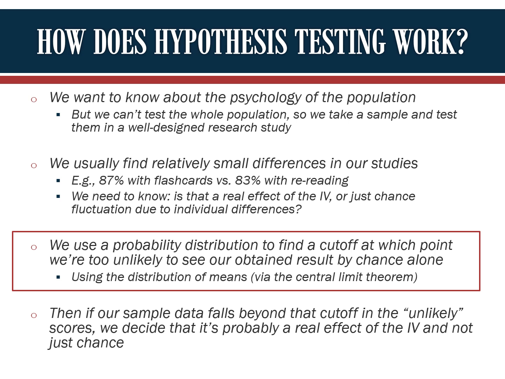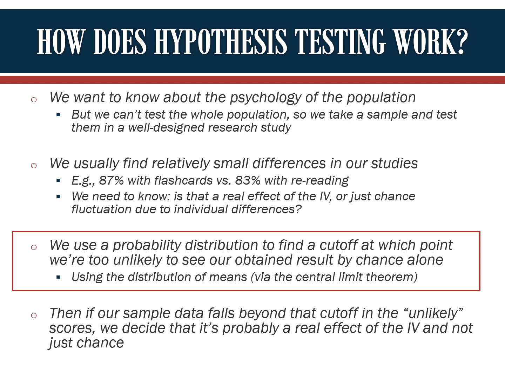We use a probability distribution to find a cutoff, at which point we're too unlikely to see our obtained result by chance alone. We do this using the distribution of means, and we do it using the characteristics of the central limit theorem, which of course we talked about with our M&M demo last week. Then, if our sample data falls beyond that cutoff, that's when we get to decide that it's a real effect.